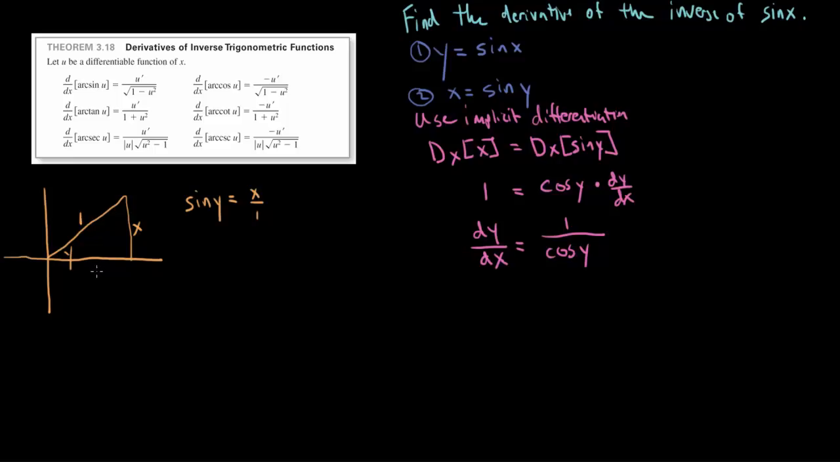Well, I need to solve using the Pythagorean theorem for this side of the triangle. Well, what's that side of the triangle? Let's just say it's r. What does r equal? Okay, well, we could say that r squared plus x squared equals 1 squared, according to the Pythagorean theorem. If we solve that for r, we could say that r equals the square root of 1 minus x squared.